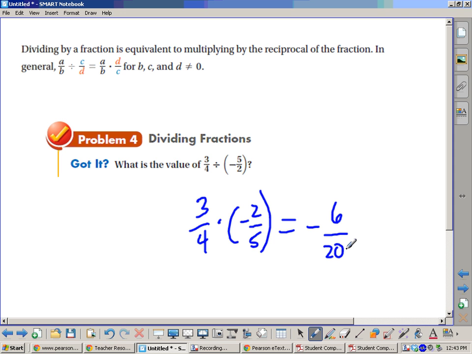Now it's important for you to understand that we can reduce this. We can reduce this down because 2 goes into each one of those twice. Reduce that down, and we get negative 3 over 10. Some of you might have realized that we could have just reduced this here before we multiplied it and got the same answer. Either way, anytime you get a final answer, you should always reduce your fraction down, not a decimal. And that'll be it for today.